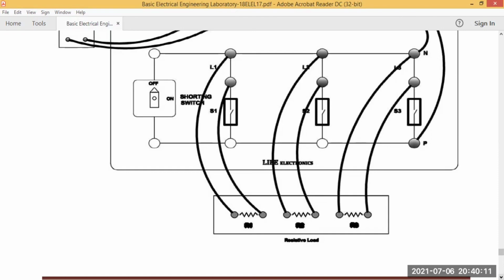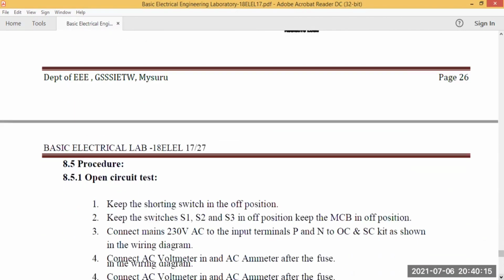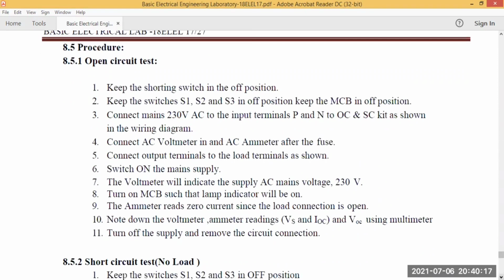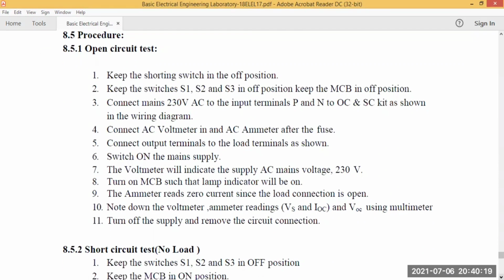to do the short circuit. As per the procedures we need to follow. Here we have procedures. First, keep the short circuit switch in off position. Keep the switches S1, S2, S3 in off position.